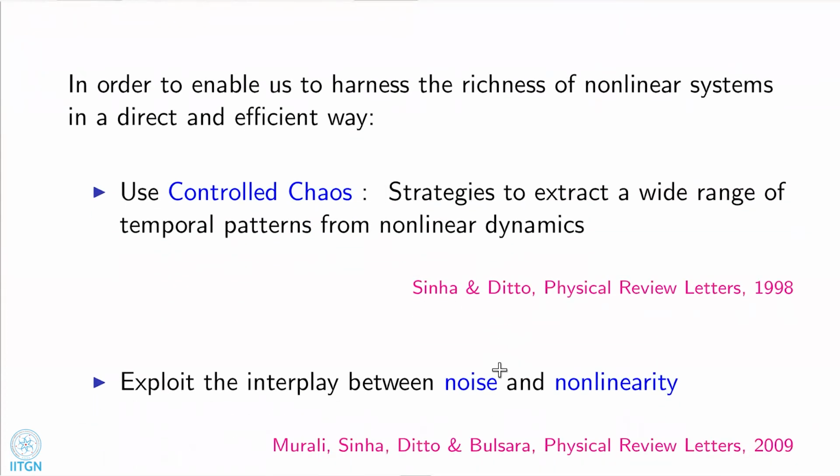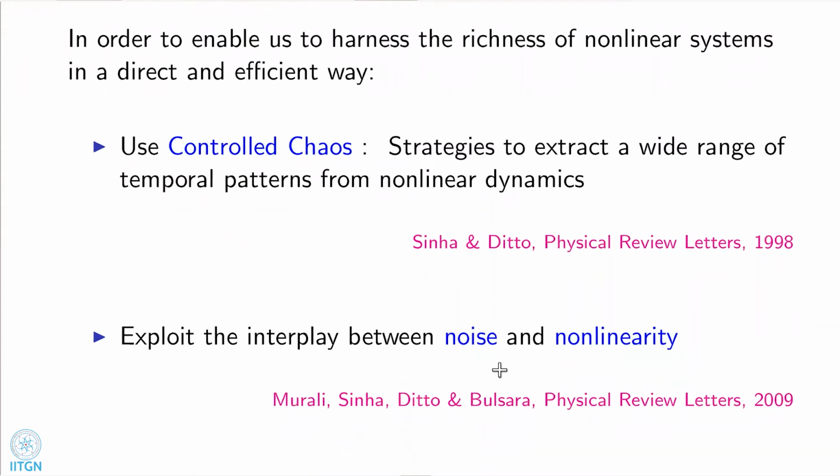Now, one can say these words, harness and exploit, lovely words. But the main thing one has to do is find a way to use these things in a direct and efficient way. You cannot sell this idea to an engineer unless you're able to do that. And so here I'll indicate a two-pronged attack. One is the use of controlled chaos, and the other would be to exploit noise and nonlinearity.